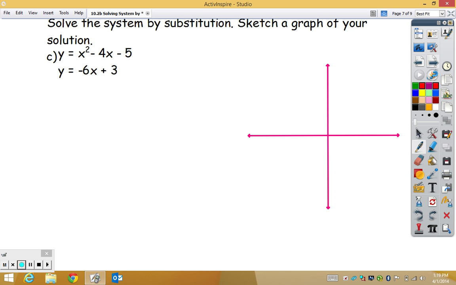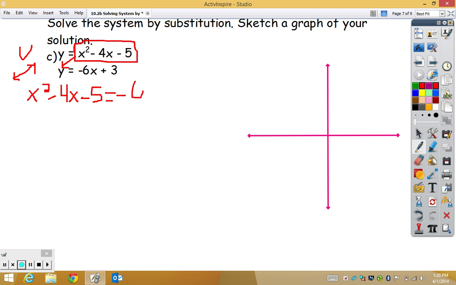So now here we have a quadratic, we have a parabola, and we have a line. So again, I have y equals, so I'm going to replace the y in the other equation. So I have x squared minus 4x minus 5 equals negative 6x plus 3.